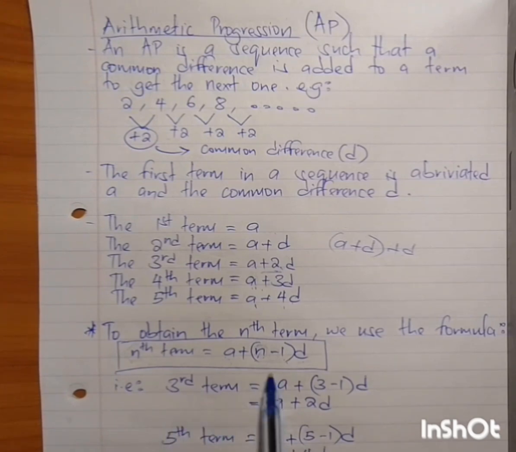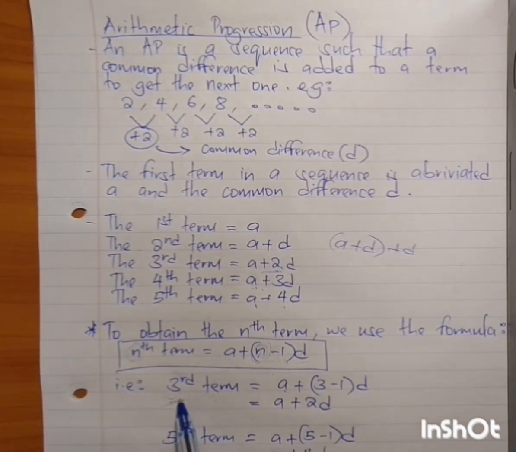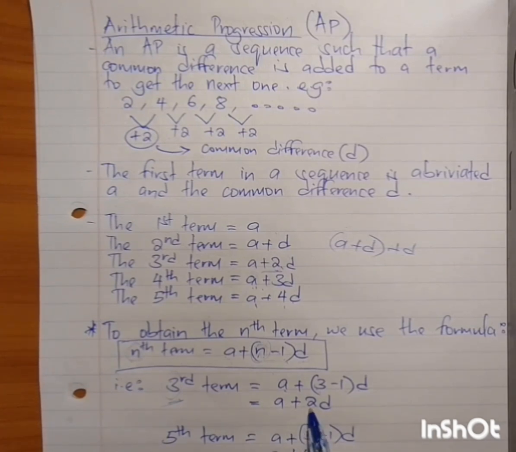To apply this formula, we'll insert it. If, for example, we have been told to find the third term in a sequence, we insert it in the formula. It will be equal to a plus, our n is the n in the nth term. Here it is the third term, so our n will be 3. We'll have 3 minus 1, and then d. So 3 minus 1 will give us 2. So we have a plus 2d, that is the third term.